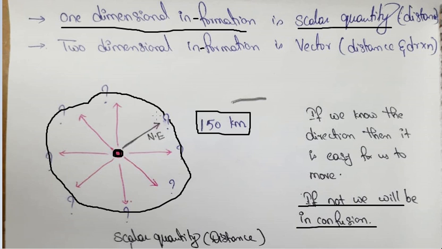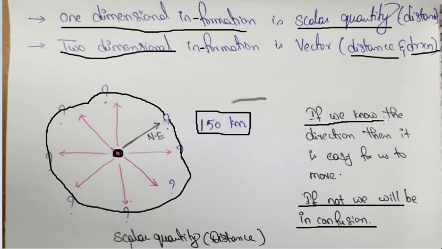Afterwards I made a call to him and asked him where he is. At that time he told me that he's located in the northeast direction, so I need to move in the northeast direction 150 kilometers so that I can reach him very easily. Now he gave two-dimensional information. One is the distance and the other is the direction. With this it will be easy for me to reach his location exactly.